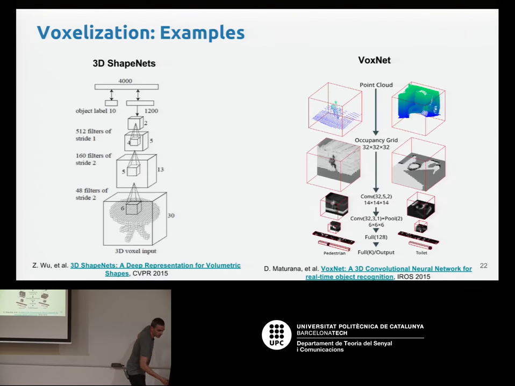I can show you at least two examples of this. They are very common. The first one is 3D ShapeNets, a network proposed by Wu in 2015. Here the input is at the bottom and goes up, and in this one the input is on top and goes down. There is not a clear nomenclature here. But the idea is this: instead of using the point clouds, they discretize the space, then they use 3D convolutions, and then fully connected layers at the end to do the classification. And VoxNet is similar.